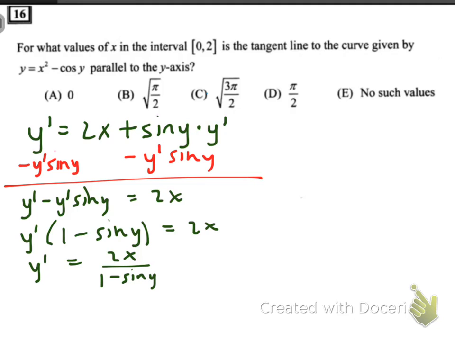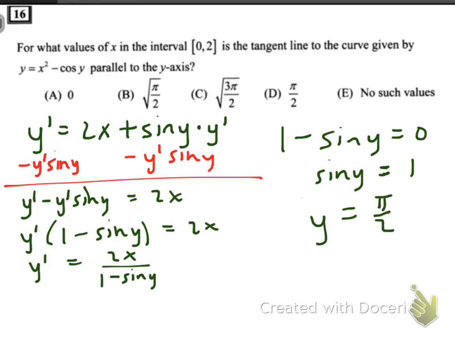Okay, so for what values of x in the interval 0 to 2 is the tangent line to the curve parallel to the y-axis? Well, we need to figure out when y prime doesn't exist, and y prime doesn't exist when 1 minus the sine of y is equal to 0. In other words, when the sine of y is equal to 1. Well, what does y have to be for the sine of y to equal 1? Well, y has to be equal to pi over 2.